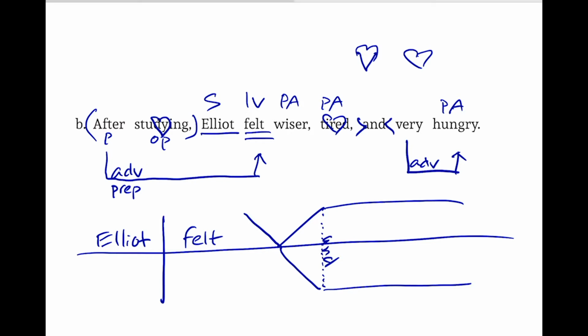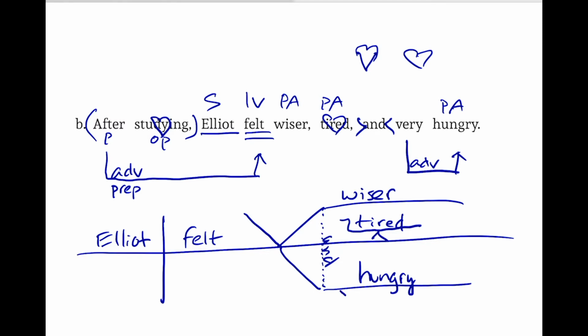So Elliot felt, and we know one predicate adjective is wiser. We'll list them in order. Another is tired. And another is hungry. All of these are predicate adjectives. Tired, however, is a verbal, so we will put it on this little lawn chair to indicate that it's a verbal. We don't have to do anything else with wiser and hungry. Elliot felt wiser, tired, and hungry.